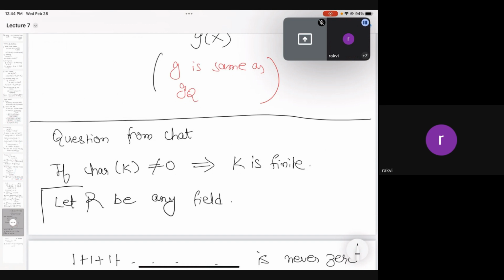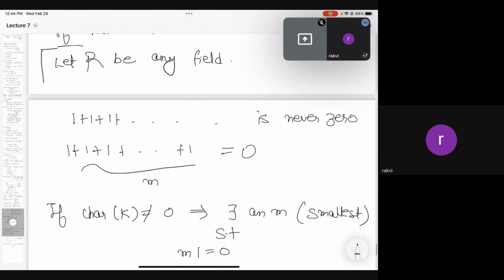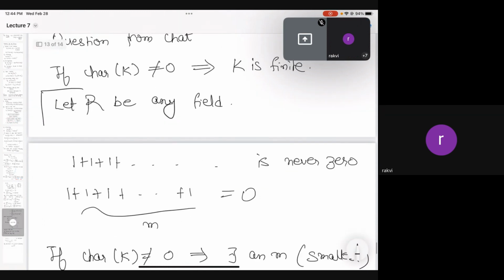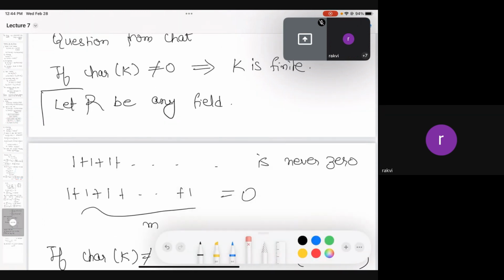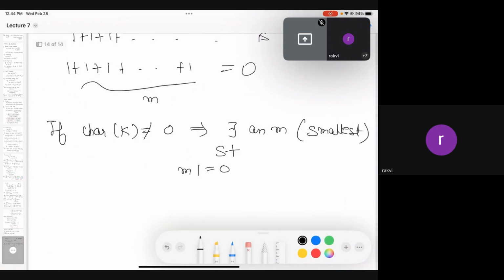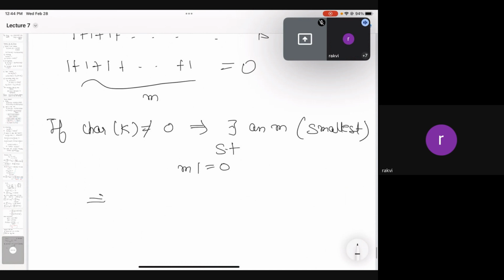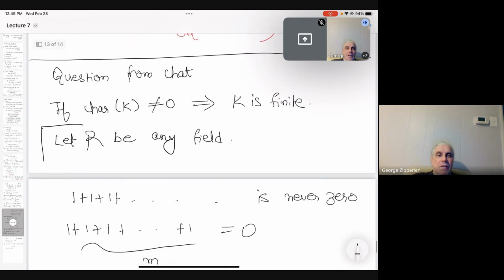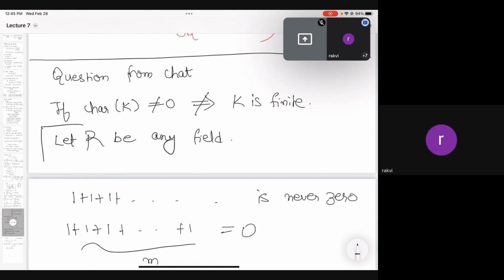Actually, while answering that, I realized this is not really true. Whatever I said here is correct, but that does not mean that K is finite. That's where I was stuck. So this is a correct statement.